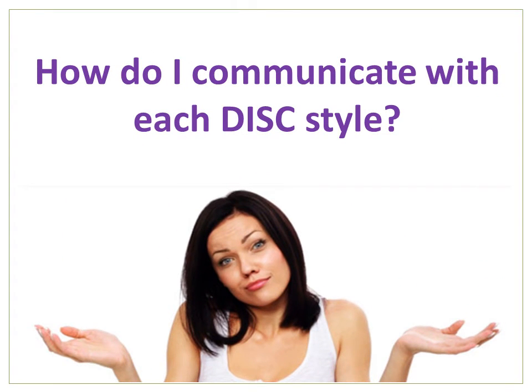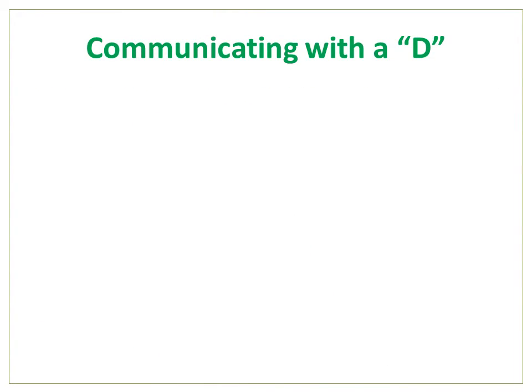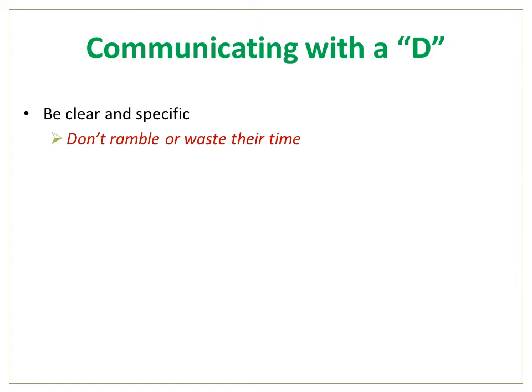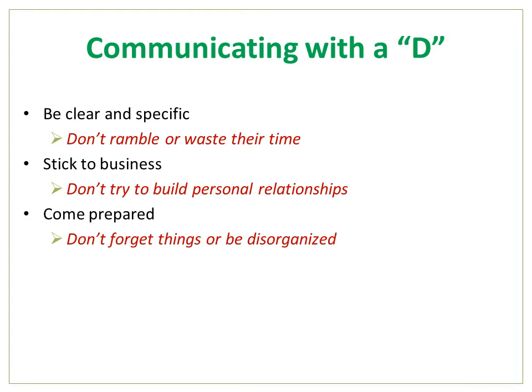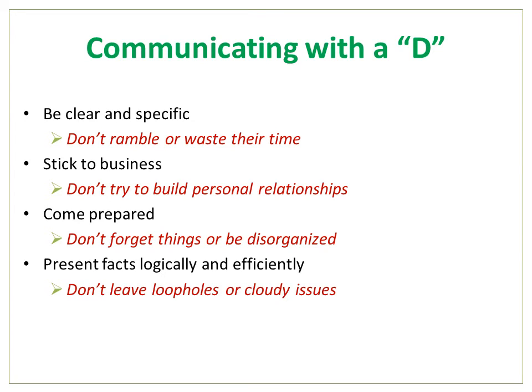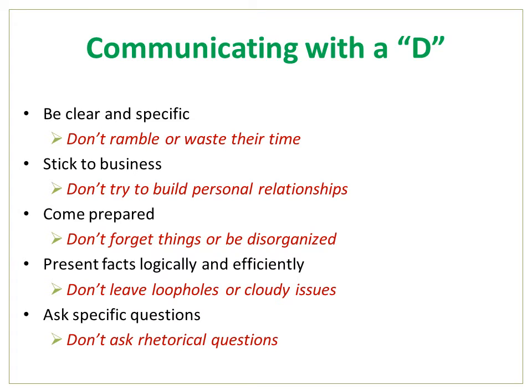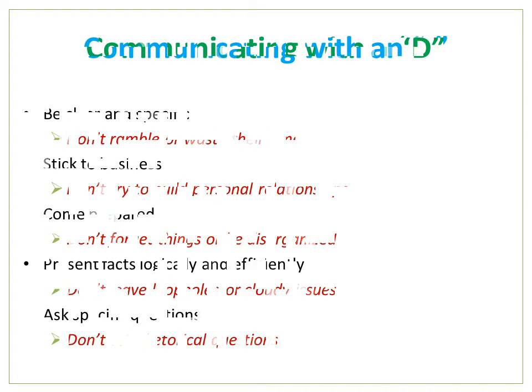So I want to successfully lead and impact, but just how do I communicate with each DISC style? In order to communicate with a D, be clear and specific. Don't ramble or waste their time. Stick to business. Don't try to immediately build a personal relationship. Come prepared. Don't forget things or be disorganized. Present facts logically and efficiently. Don't leave loopholes or cloudy issues. Ask specific questions and don't ask rhetorical questions.